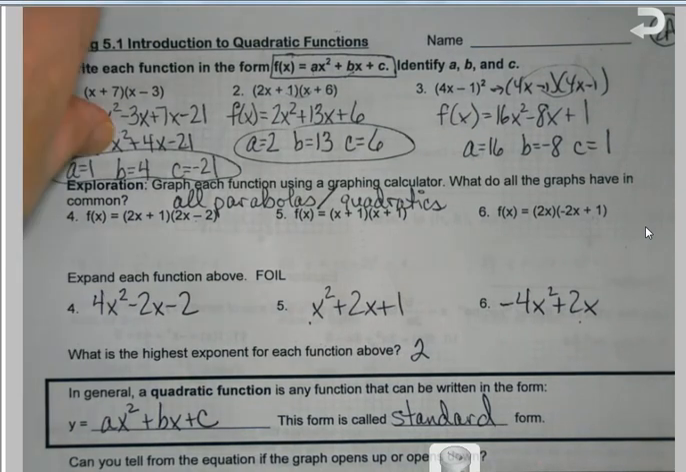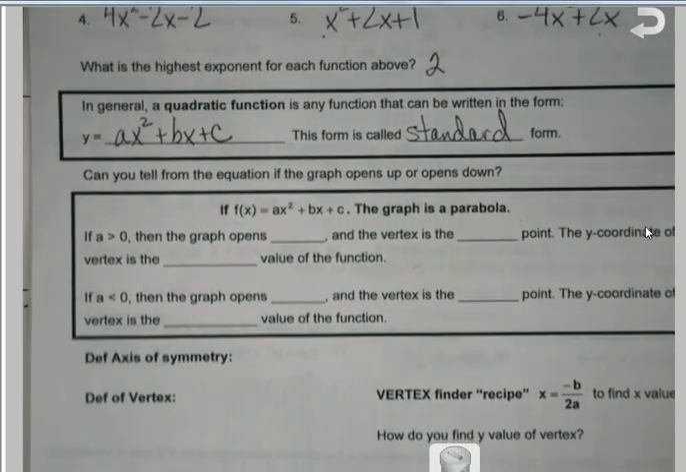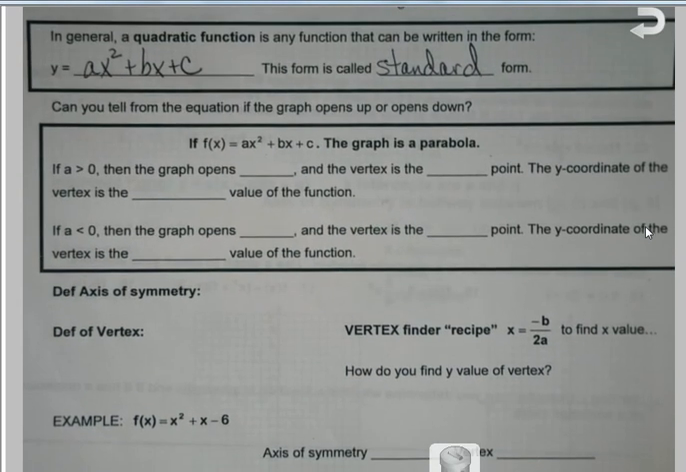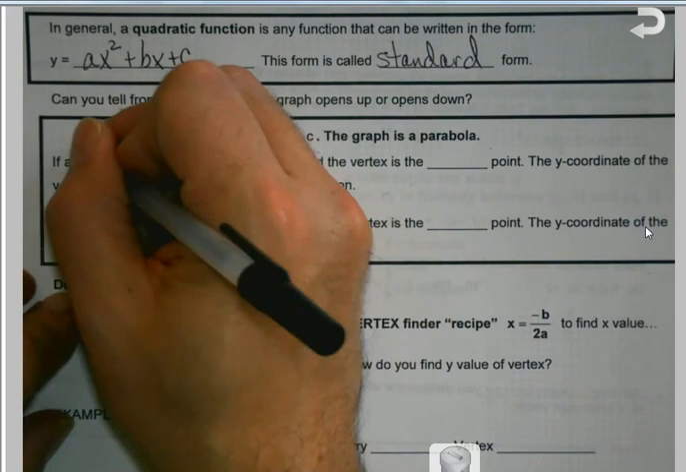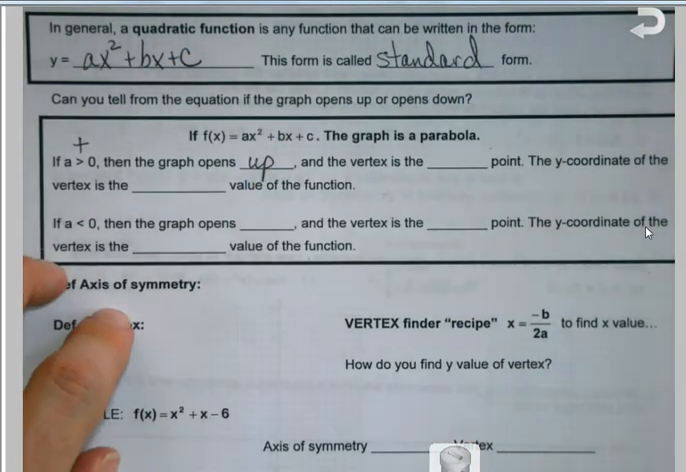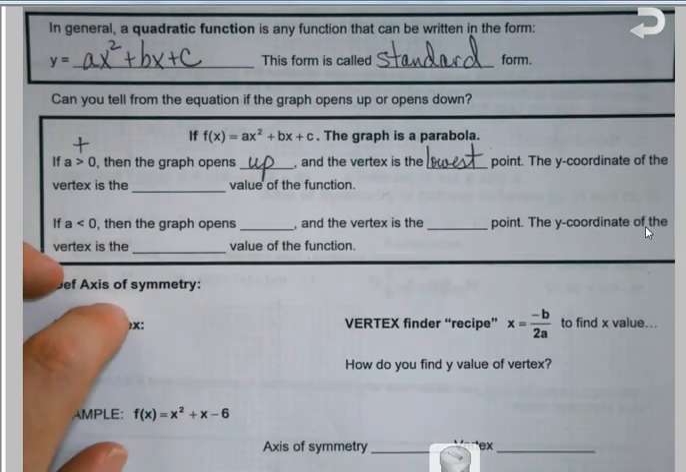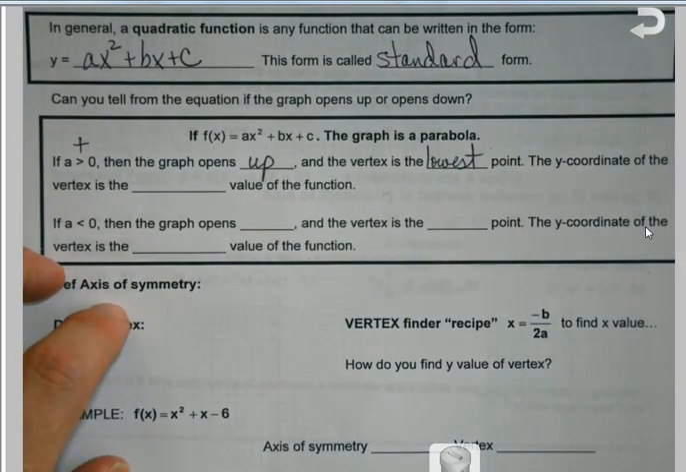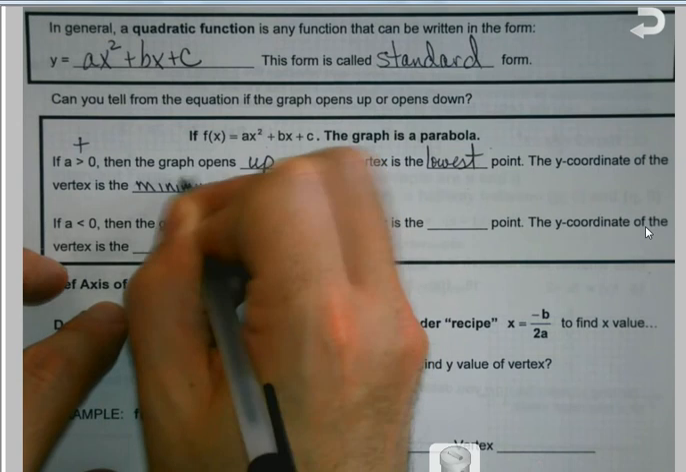So the last thing I'm going to talk about today, and then let your brains kind of recover for a little bit, because we've talked about a lot of this down here. If my a value is greater than 0, in other words, it's positive, my graph opens up, and the vertex is the lowest point. And we talked about when it opens up and we're at the lowest point, that's a min, or a minimum.